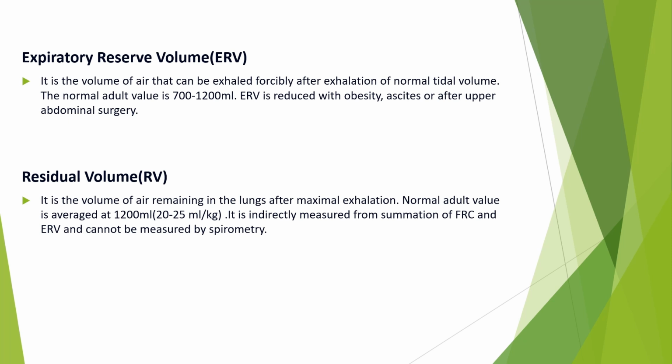Residual volume is our last volume. It is the volume of air remaining in the lungs after maximum exhalation. Normal adult value is between 1200 ml to 1300 ml or 20 to 25 ml per kg. It is indirectly measured from summation of FRC, which is functional residual capacity, and ERV, expiratory reserve volume, and cannot be measured by spirometry.